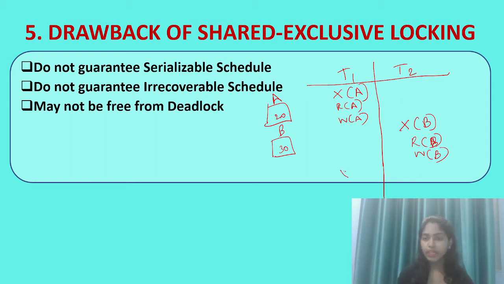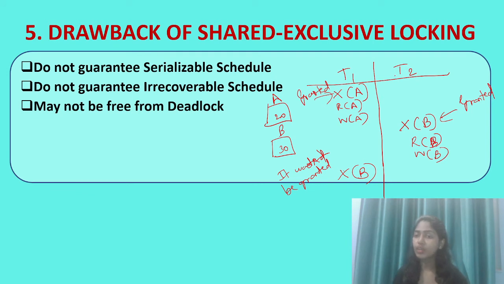Now again, T1 wants the exclusive lock on data item B. Here, the exclusive lock will be granted to T1 because no other transaction was having an exclusive lock on A. So it will be granted to T1. Here also the exclusive lock will be granted to T2 because no other transaction was having an exclusive lock on B. But here it won't be granted because the exclusive lock on B is already given to T2. T2 is already having the exclusive lock on data item B. So T1 has to wait.